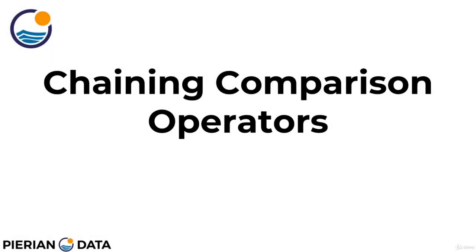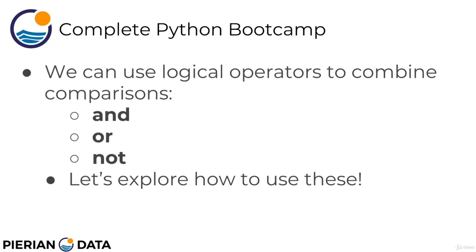Welcome back, everyone. In the previous lecture, we learned about comparison operators. Now we're going to discuss how to chain together different comparisons. We can do this with what are called logical operators, and they allow us to combine comparisons. The key logical operators we're going to be discussing here are the AND keyword, the OR keyword, and the NOT keyword. So let's explore how to use these keywords, as well as chaining comparisons without the use of these keywords.